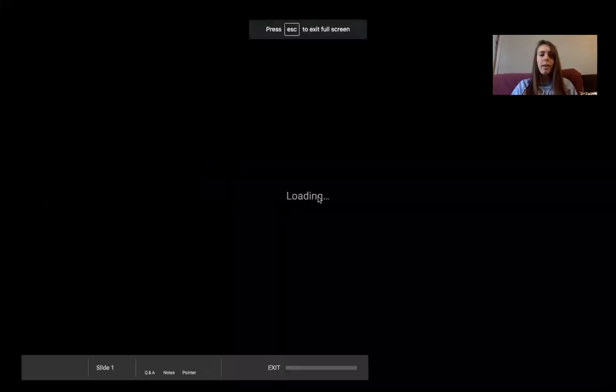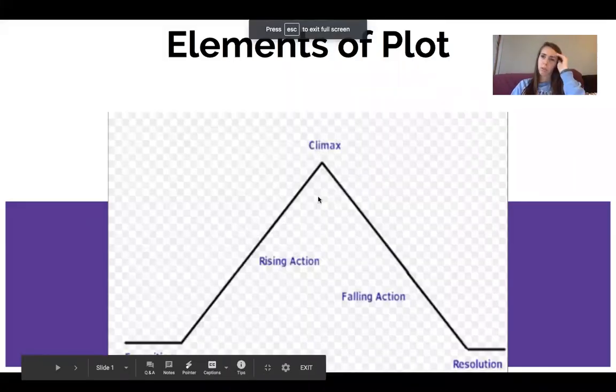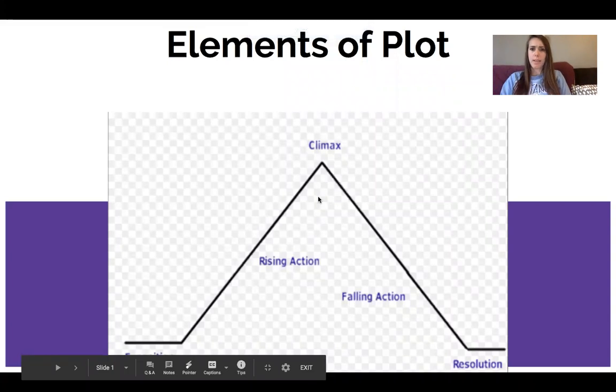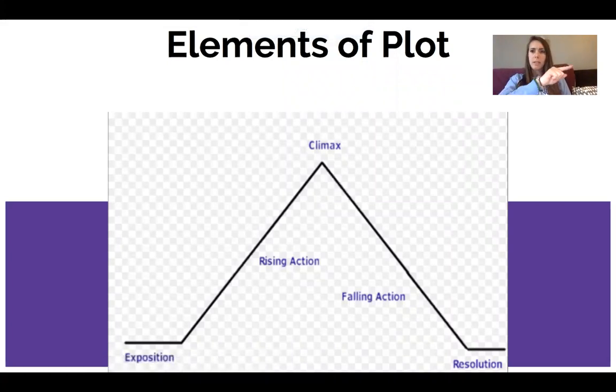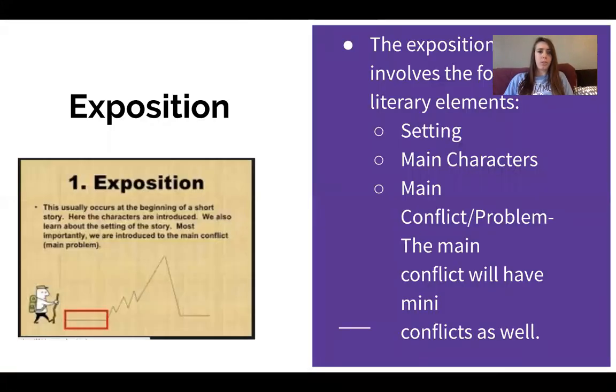So we have the elements of plot, and you'll notice this kind of looks like a mountain. It starts at the bottom, goes up to the point, comes back down and around. So that's always the visual that I use when I'm thinking about it. So we have 5 elements of plot, and you'll see just right on this front screen: exposition, rising action, climax, falling action, and resolution. So we're going to go through each of these.